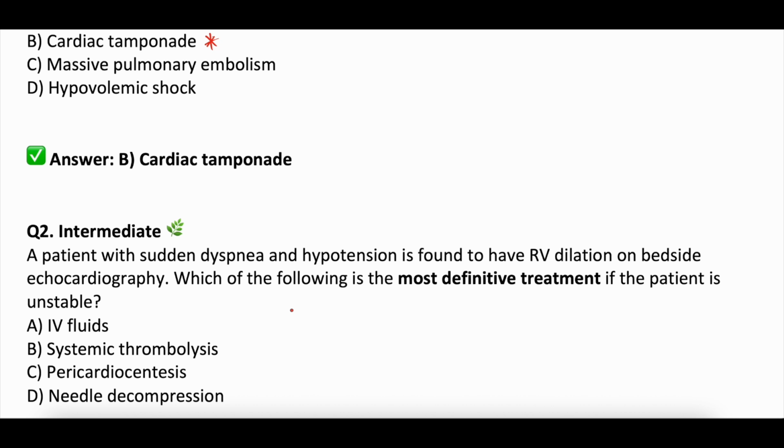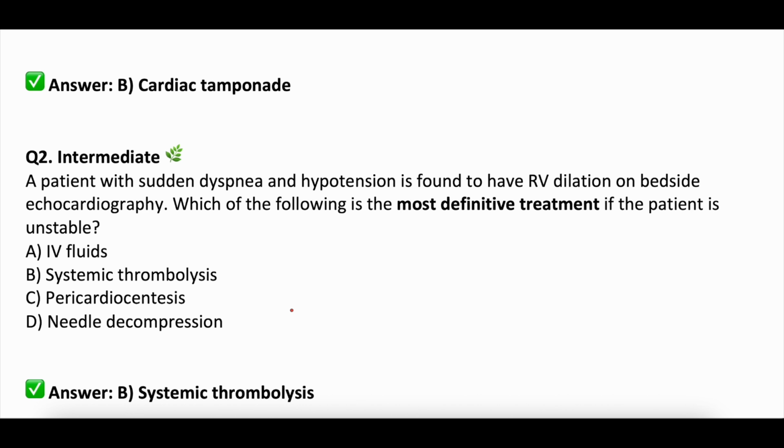Which of the following is the most definitive treatment as the patient is unstable? A, IV fluids. B, systemic thrombolysis. C, pericardiocentesis. D, needle decompression. Pause if you need to. The correct answer is B, systemic thrombolysis.